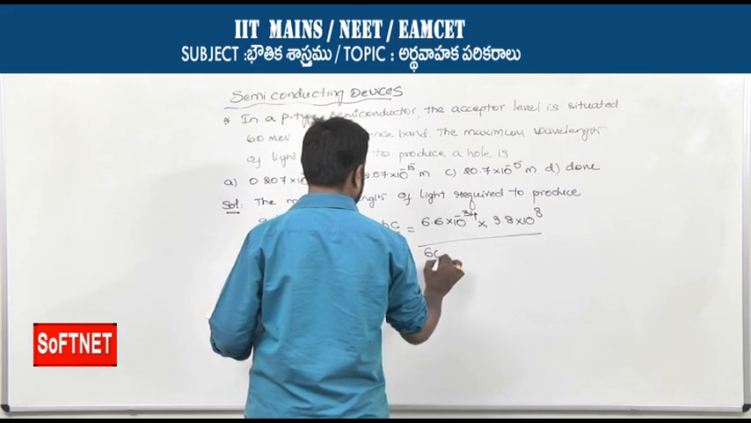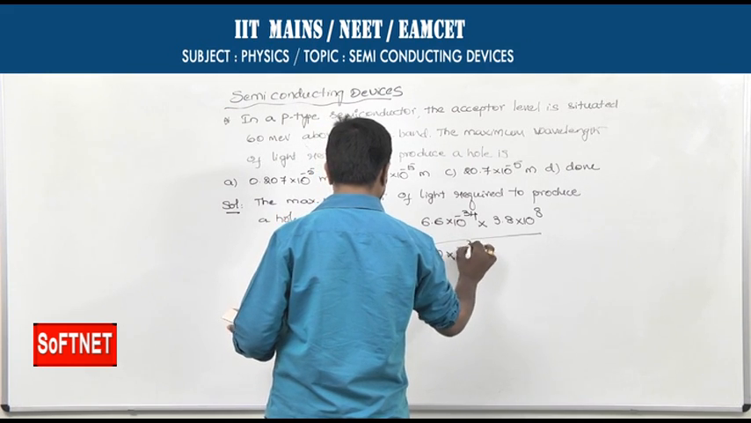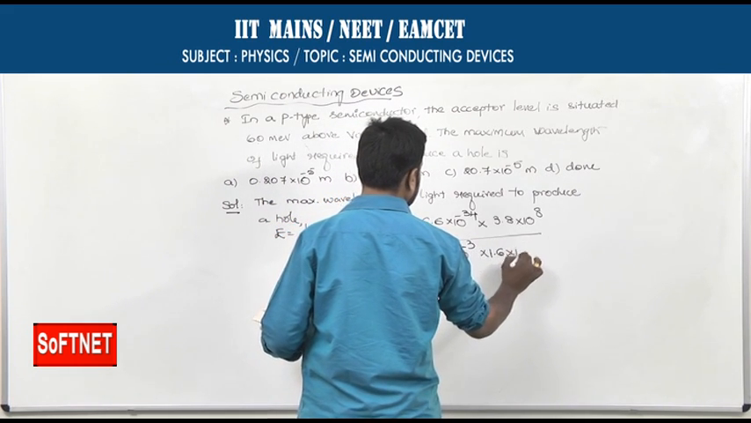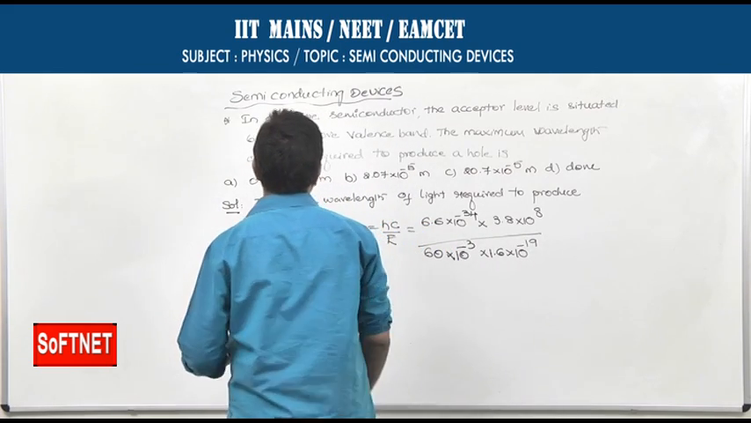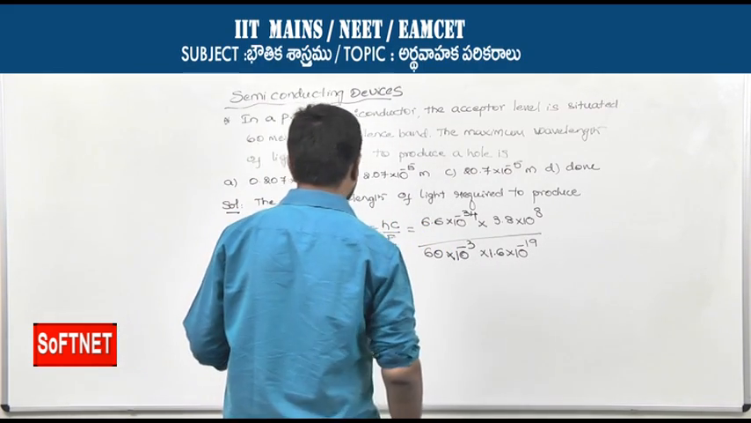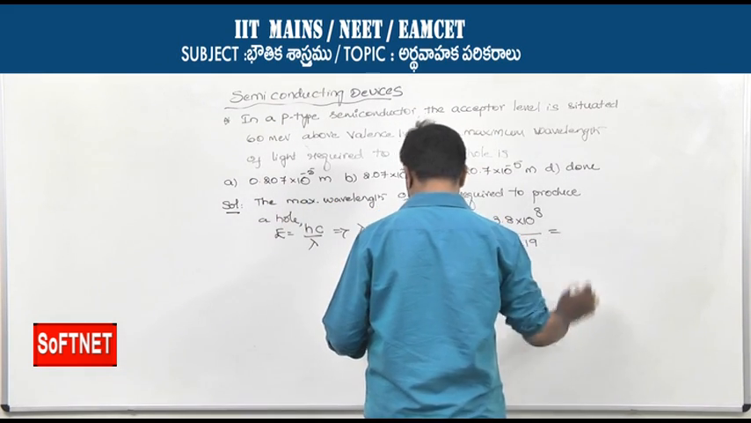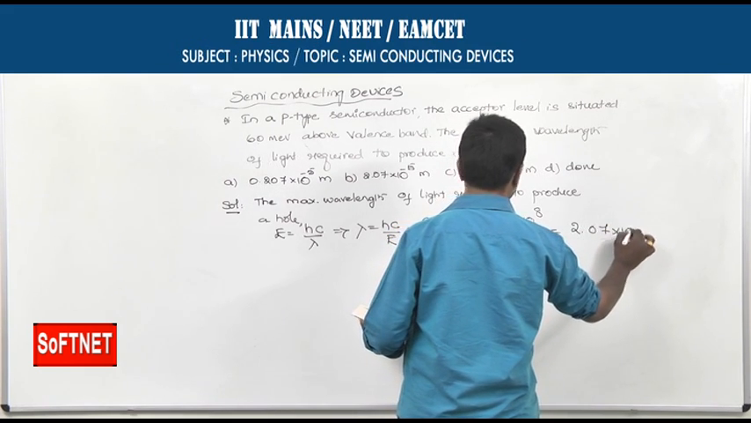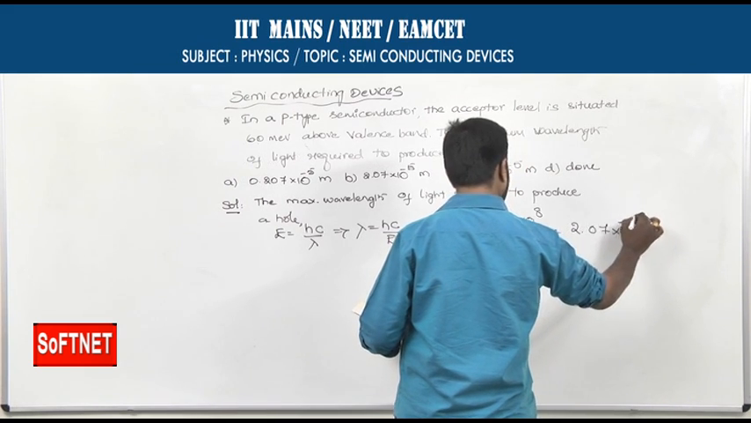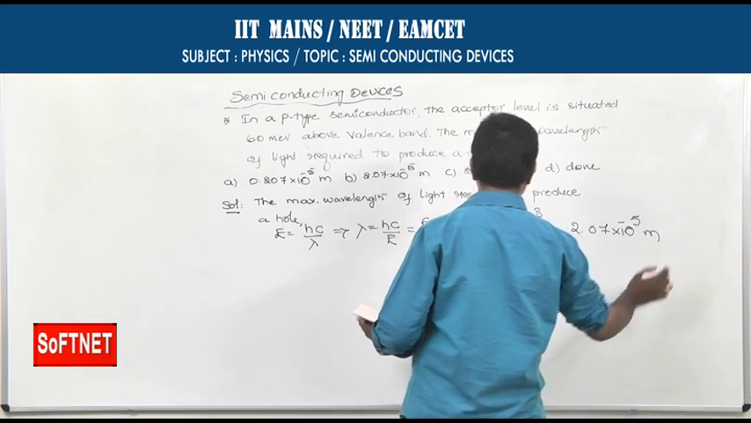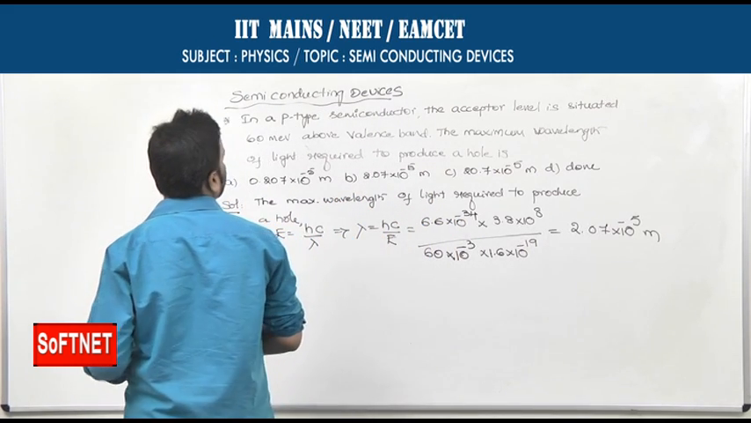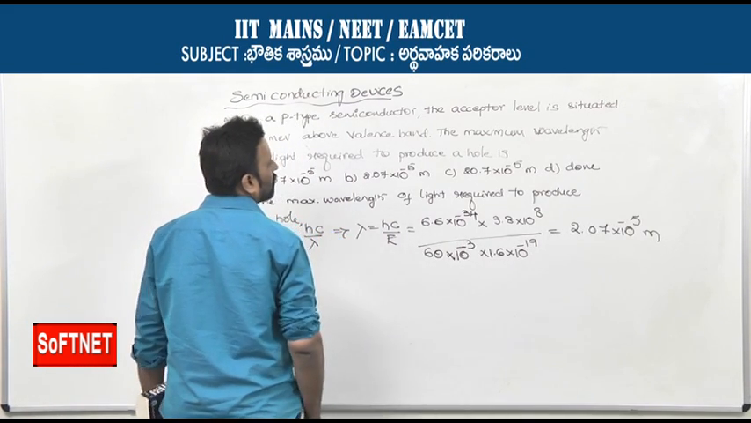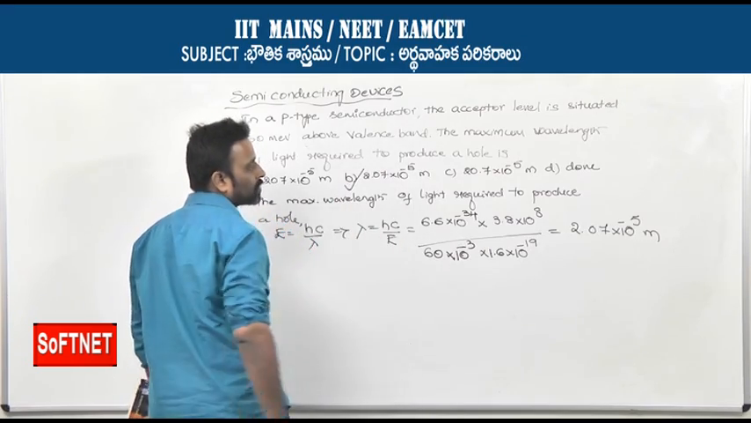So 60 milli electron volts is equivalent to 60 into 10 power minus 3 into 1.6 into 10 power minus 19, converting milli electron volts into joules. Now, when you simplify this, you will get the answer as 2.07 into 10 power minus 5 meters. So, the wavelength required to produce a hole is 2.07 into 10 power minus 5 meters. So, the second option is the correct one.